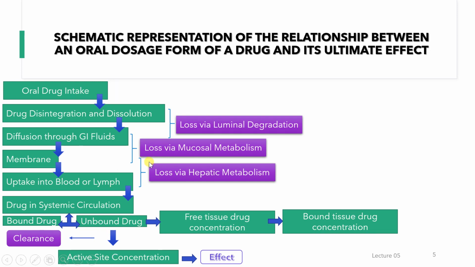There are other factors which are responsible for the loss of drug between the drug disintegration and dissolution to the diffusion through GI fluids. The loss can be carried out via luminal degradation, and when the drug is passing through from diffusion through GI fluids to the membrane, the loss can be due to mucosal metabolism, and when from the membrane to the uptake into the blood or lymph, the loss of drug can be due to hepatic metabolism.